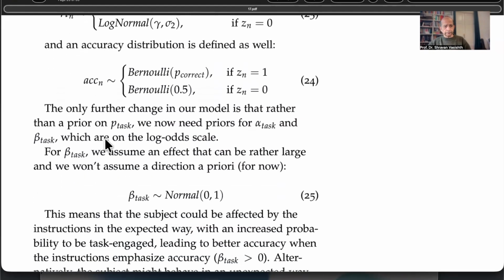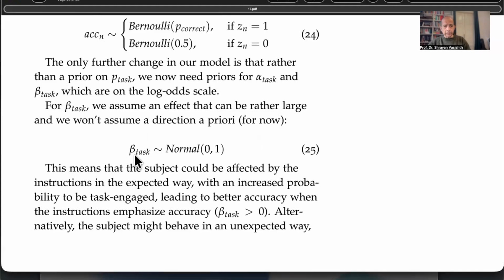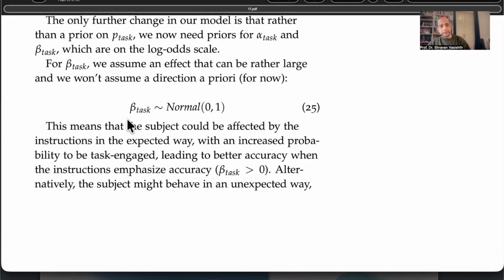So that's the prior on beta. Now we also have to set up a prior on alpha. You could have set up a directional prior, okay? Normally we don't do that. Normally we don't set up a directional prior, because we want to allow the possibility of the theory being wrong, right?